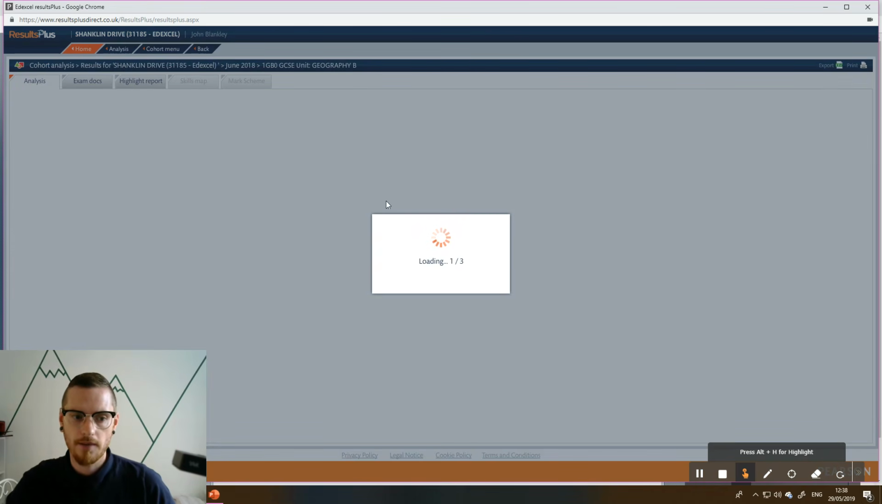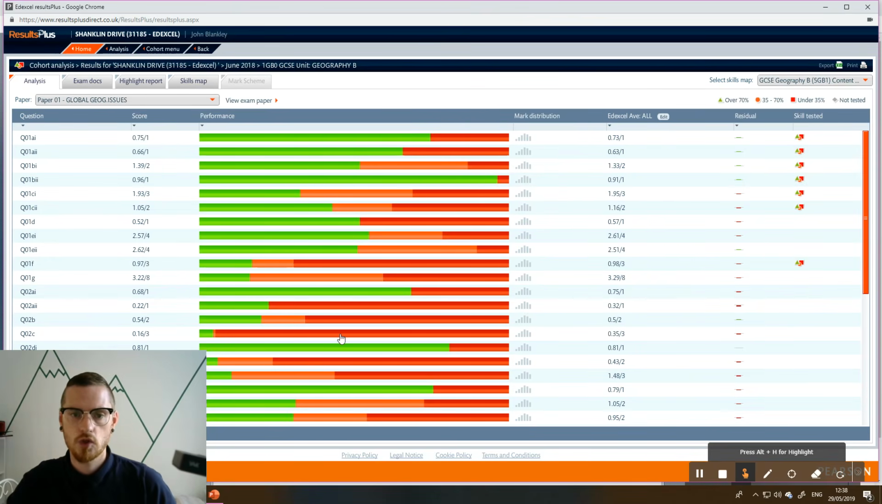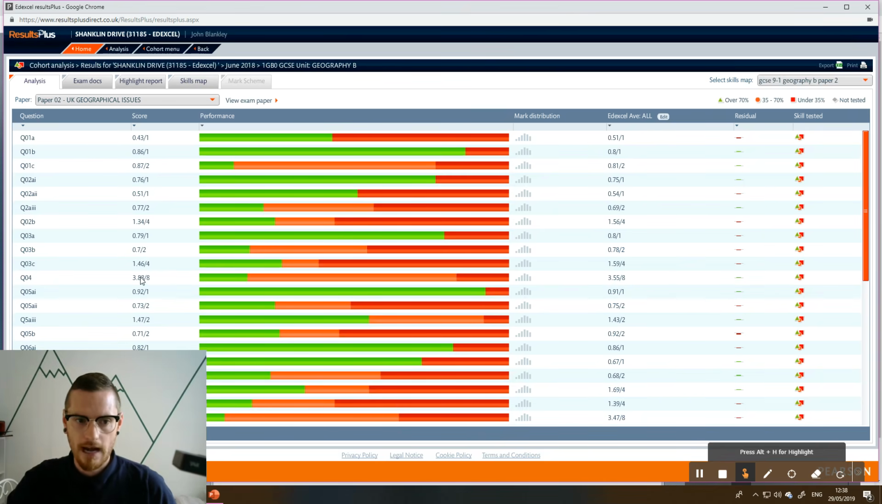this is software that is provided by the exam board, Edexcel, and it's called Results Plus. And here it shows me as a teacher how well our students did on all the different exam questions. If I go to paper 2, it tells me whether our students were above or below national average. So this is the average score. So here, average score on this 8 marker was 3.55. So basically average was 3 marks out of 8. And our students did marginally better than that on question 4.